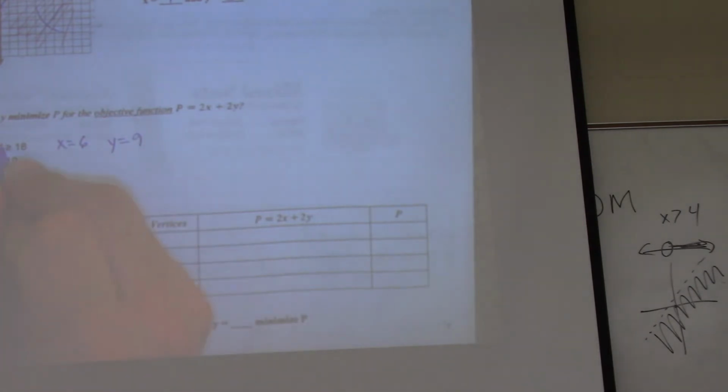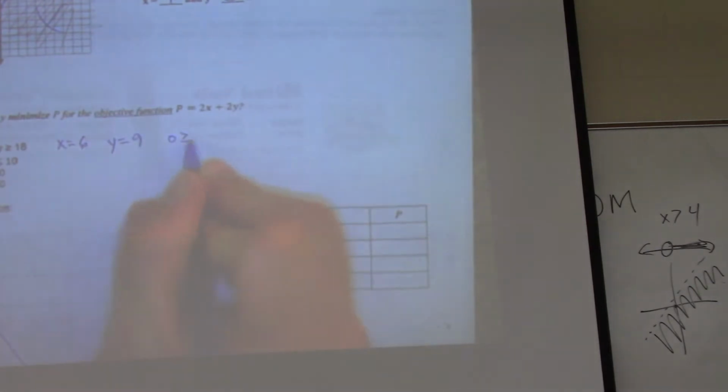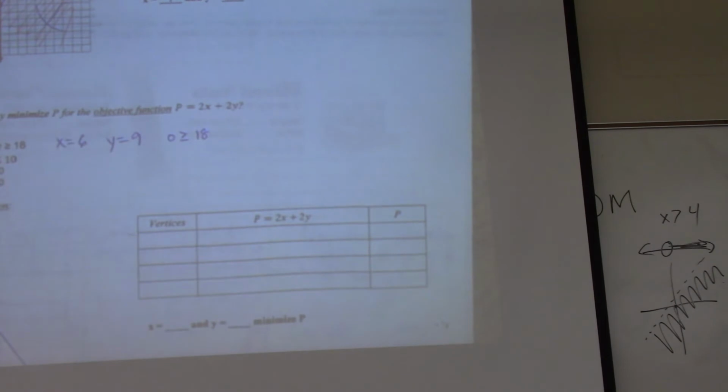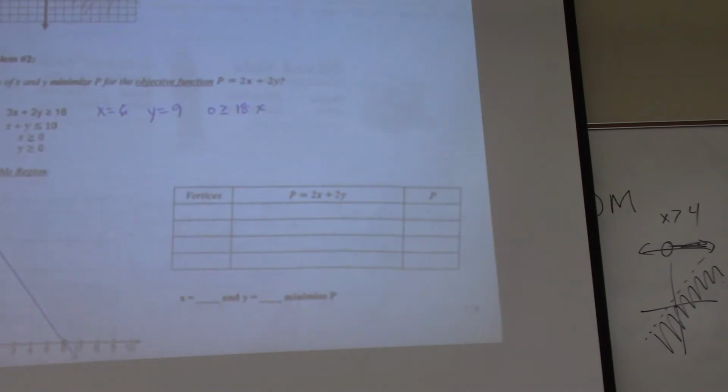So I plug in 0, 0, and I get 0 is greater than or equal to 18. Is 0 greater than or equal to 18? No. So what does that mean I do? I shade away from 0, 0. Here's 0, 0. I don't want to go towards it. I want to go away. So it's all of this stuff up here.